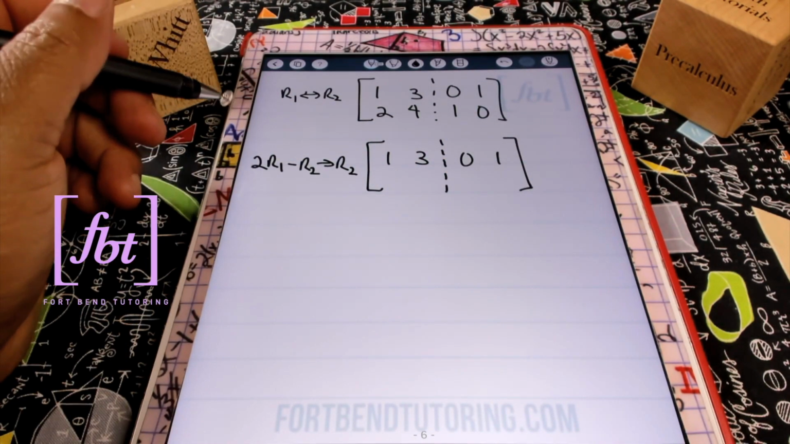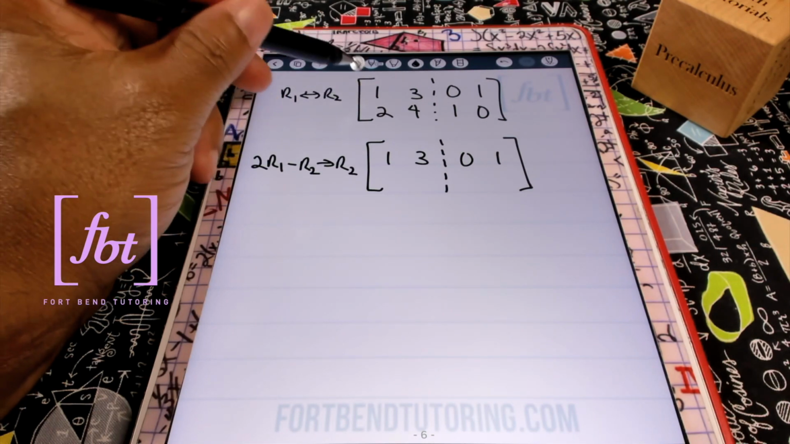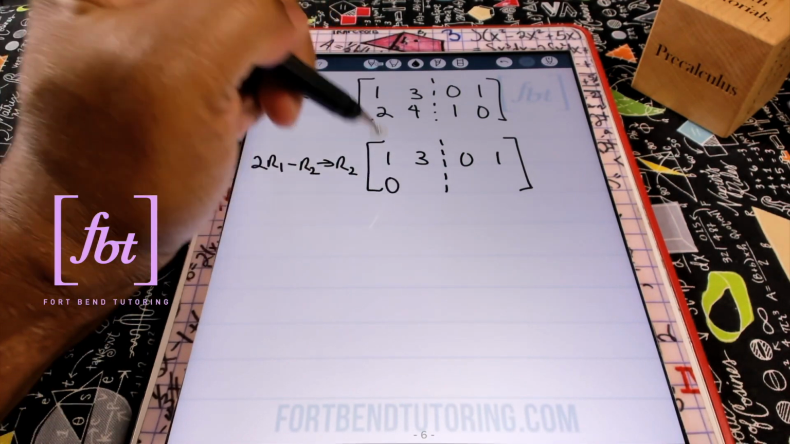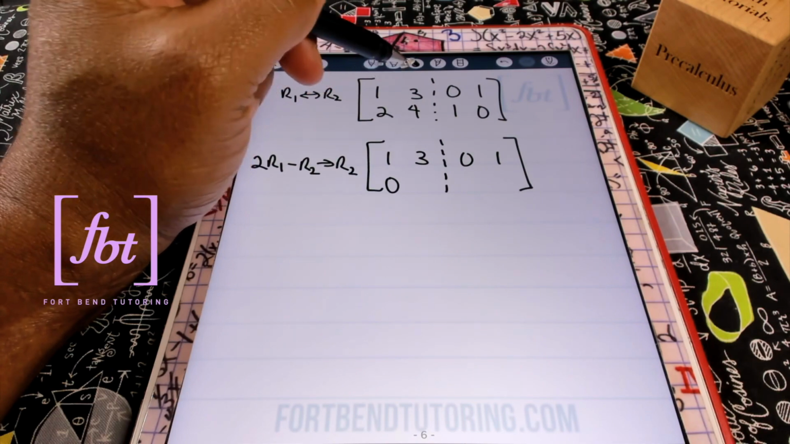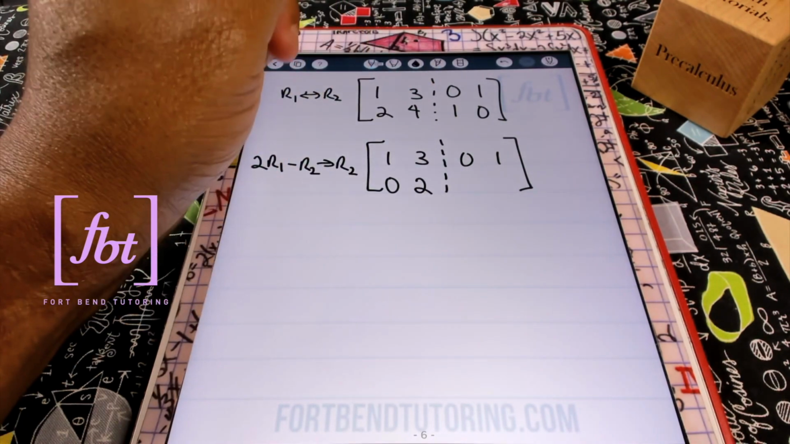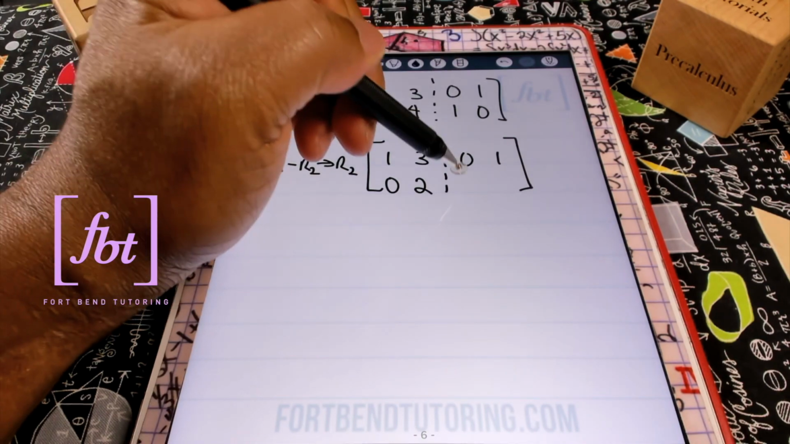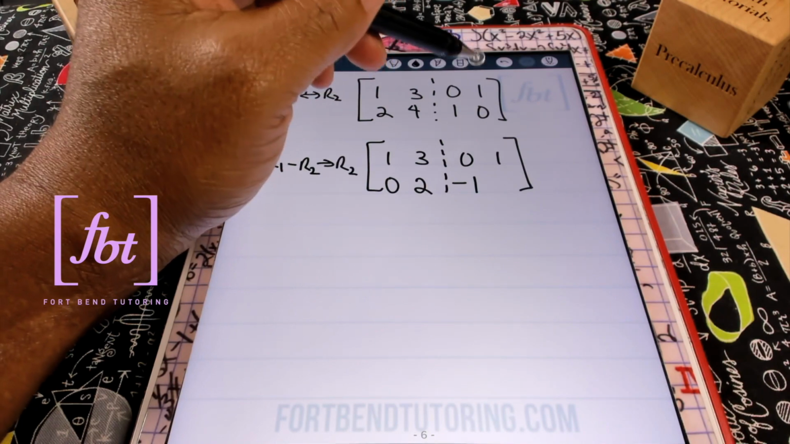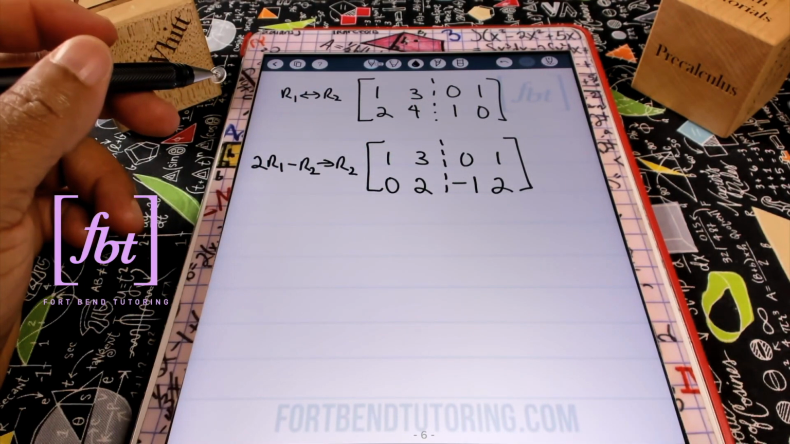With that, we'll be multiplying row 1 times 2 and then subtracting row 2 from it. So 2 times 1 is 2, and then 2 minus 2 gives me 0. Then 2 times 3 gives me 6. 6 minus 4 is 2. From here we'll have 2 times 0 is 0. 0 minus 1 gives me negative 1. And then 2 times 1 is 2. 2 minus 0 gives me 2. And that completes that row operation.